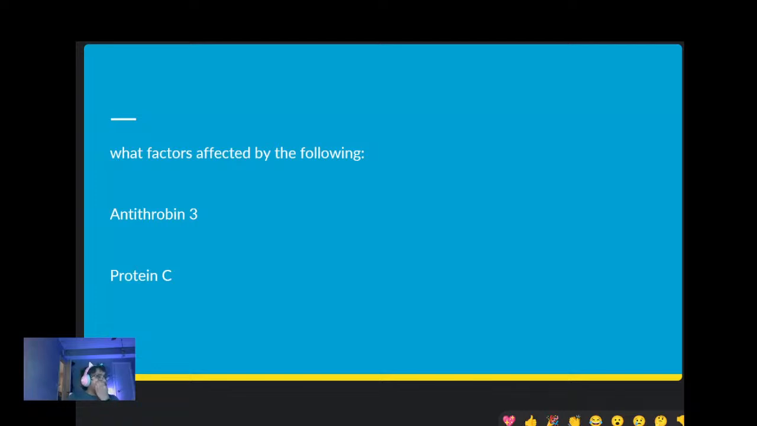What factors are affected by the following? Antithrombin 3, as I mentioned before, cleaves factor 2, factor 9, and factor 10. While protein C, on the other hand, binds to thrombin and inactivates factor 5 and factor 8. You'll see later when we study the coagulation cascade why the inhibition of these factors is important in hemostasis. Let's go to the next slide.